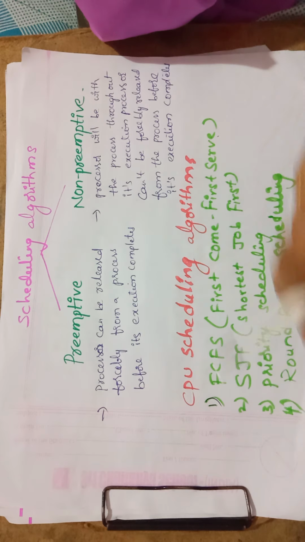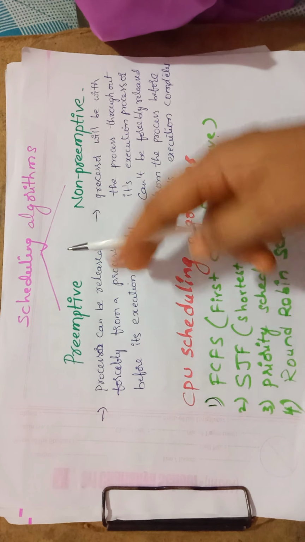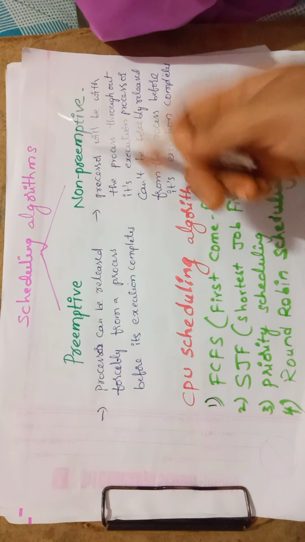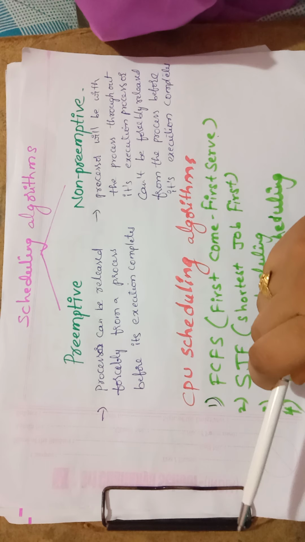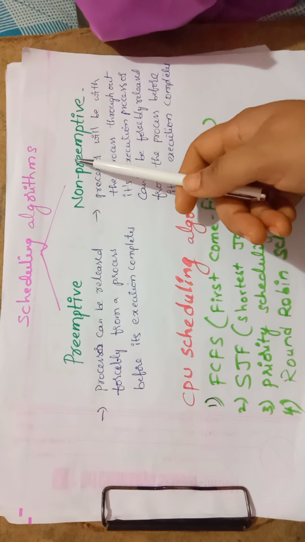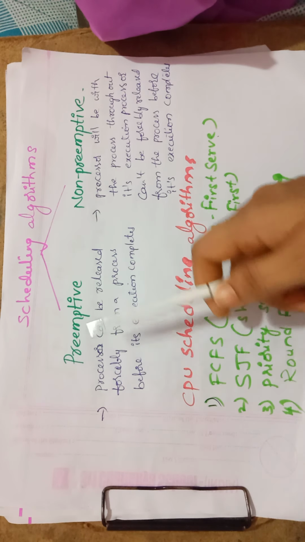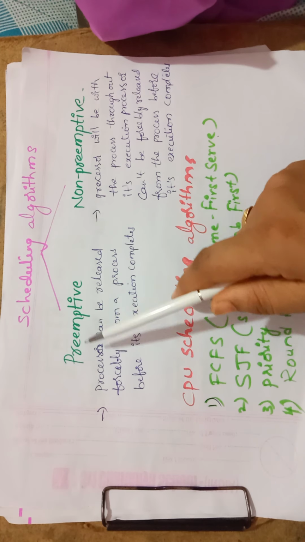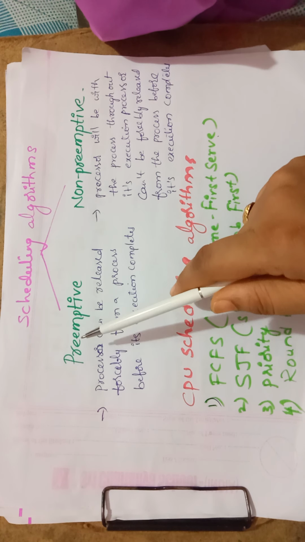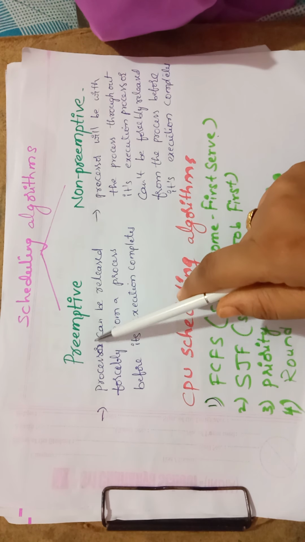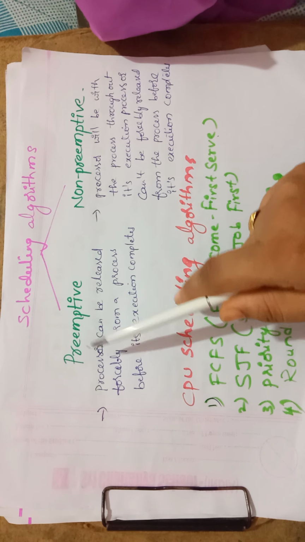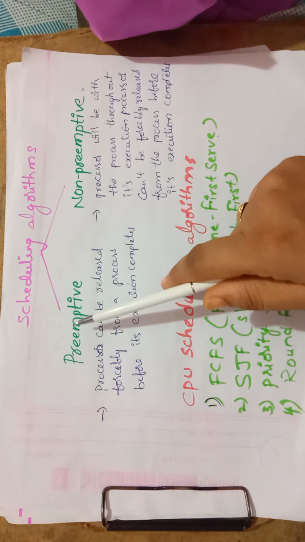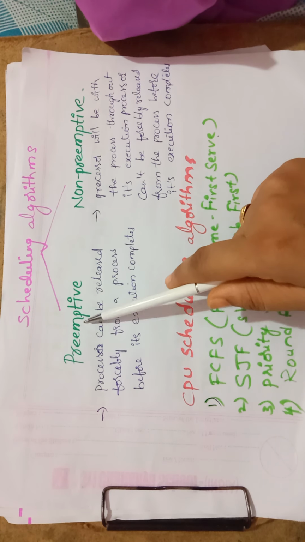Here there are some scheduling algorithms we have. Before that, scheduling is divided into two different types of scheduling algorithms, that is preemptive scheduling algorithms and non-preemptive scheduling algorithms. First we'll discuss the preemptive algorithms. Preemptive algorithms means processes can be released forcibly. Whatever process is running in the CPU is going to be forcibly released before completion of its execution. That is called preemptive scheduling.